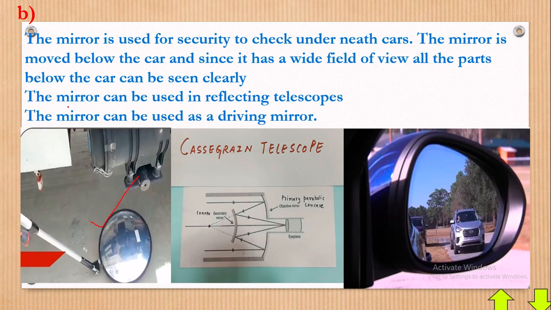The next we are saying the mirror can be used in reflecting telescopes. Back in the days, there was a Frenchman called Cassegrain. Cassegrain made what we call a reflecting telescope, or sometimes they call it a Newtonian telescope. So this Cassegrain telescope here is a reflecting telescope. Why did they make it? What you must know is that most telescopes are made of lenses, and lenses tend to undergo chromatic aberration and spherical aberration.